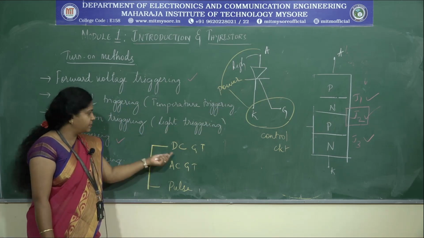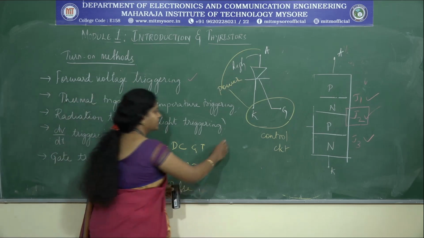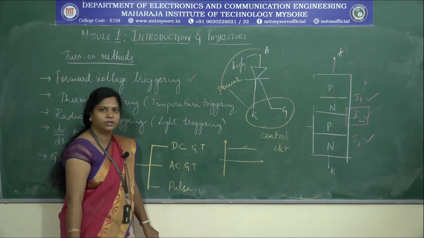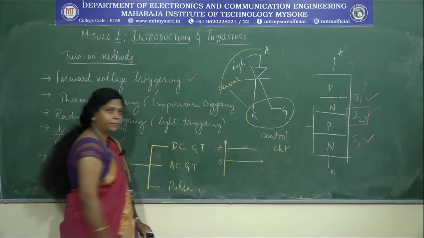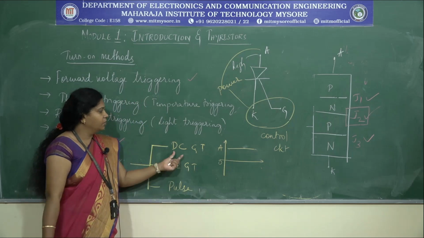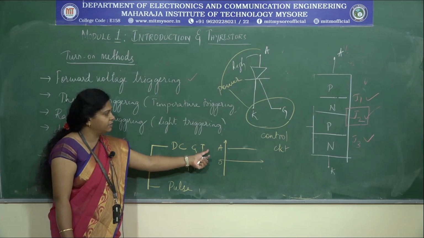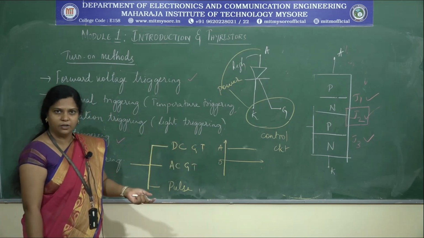So now the first method is DC gate triggering. DC gate triggering means we are going to apply a DC pulse, a constant continuous signal with some amplitude. Let us say A. Depending on the requirement of the gate signal, we are going to apply that level of voltage. So this method can be used.